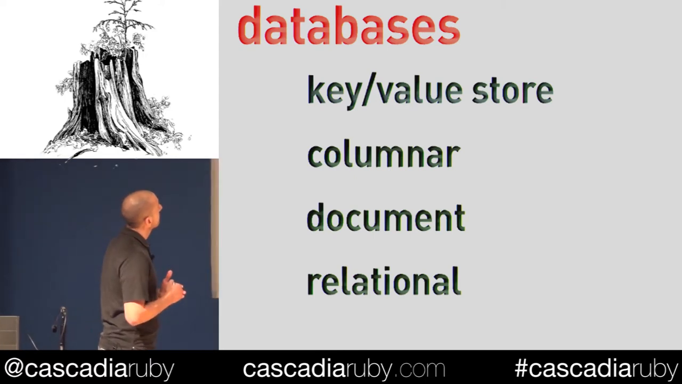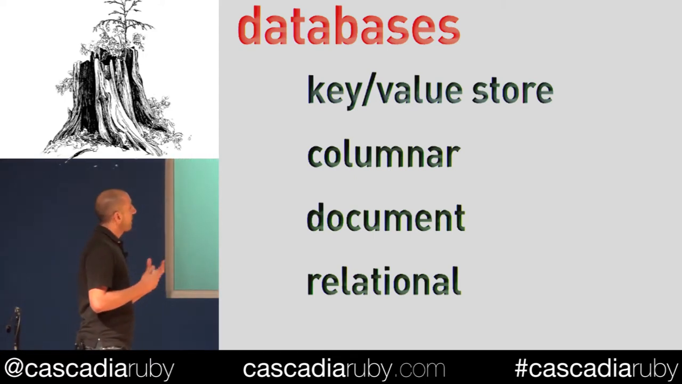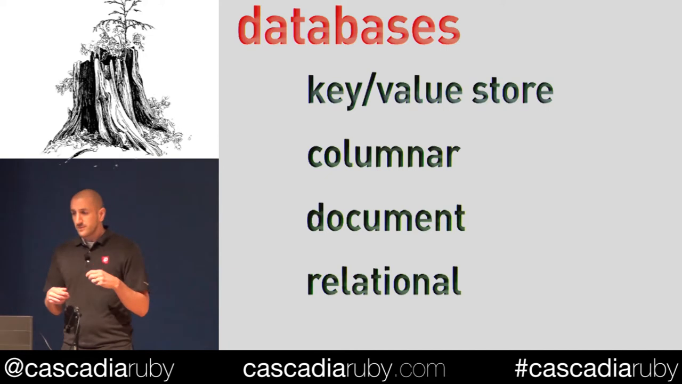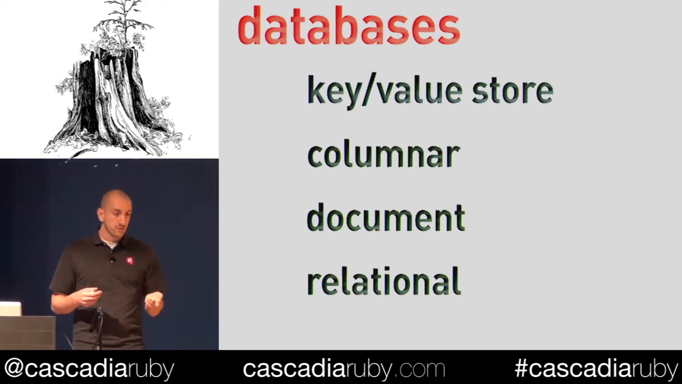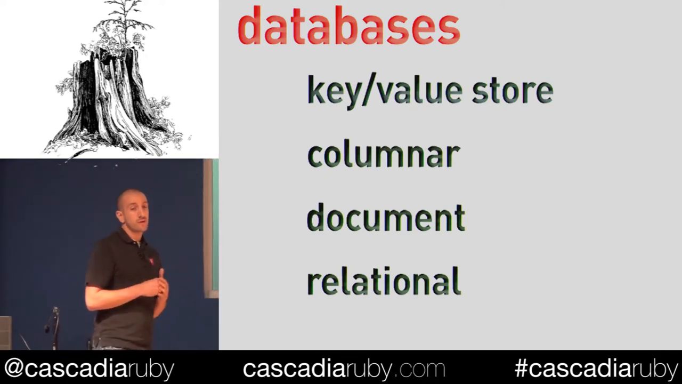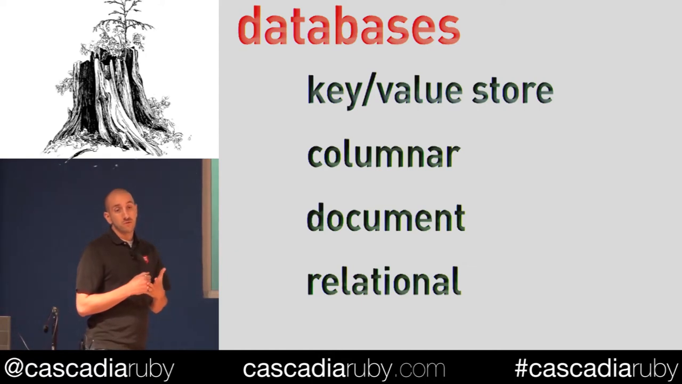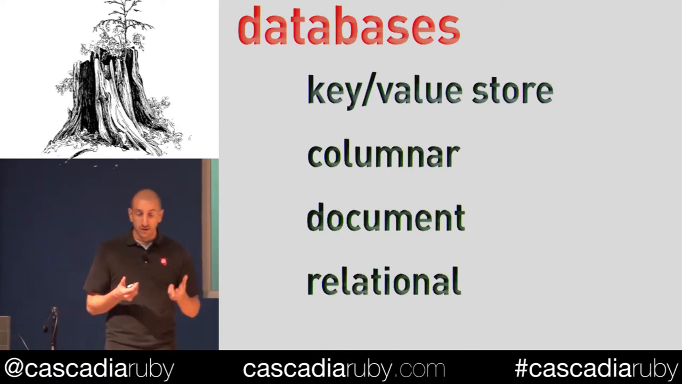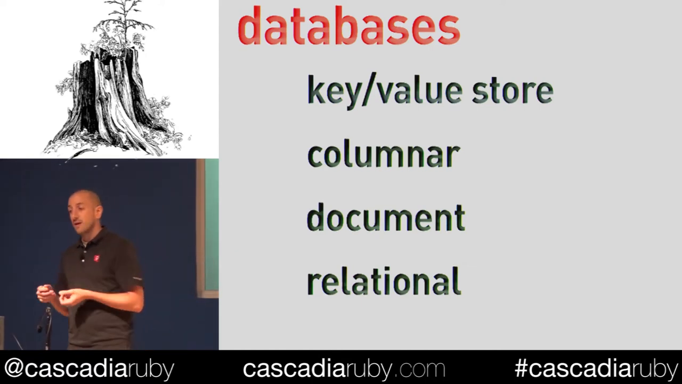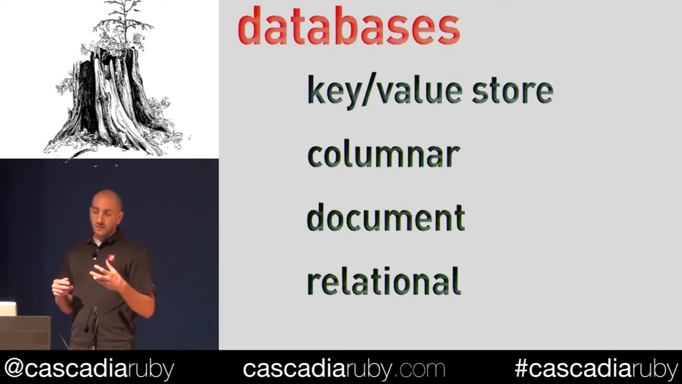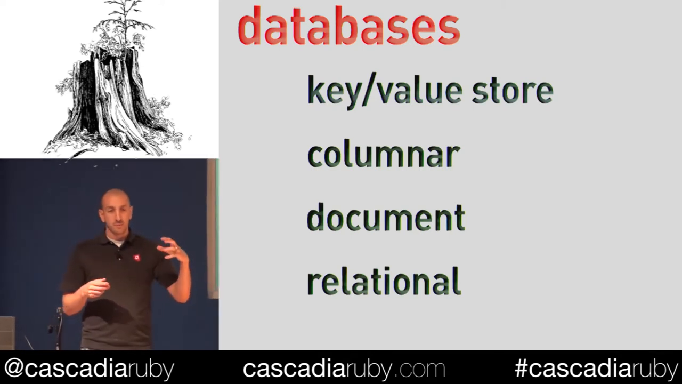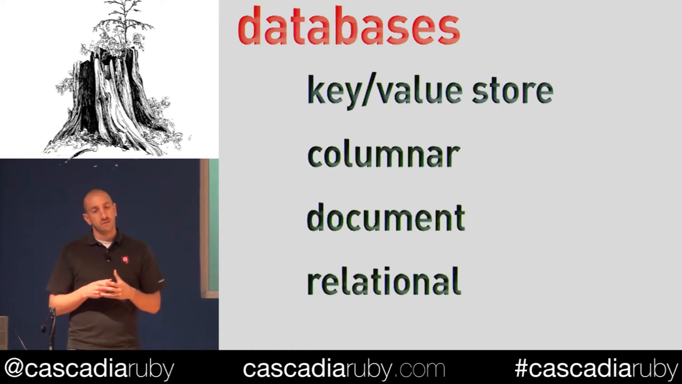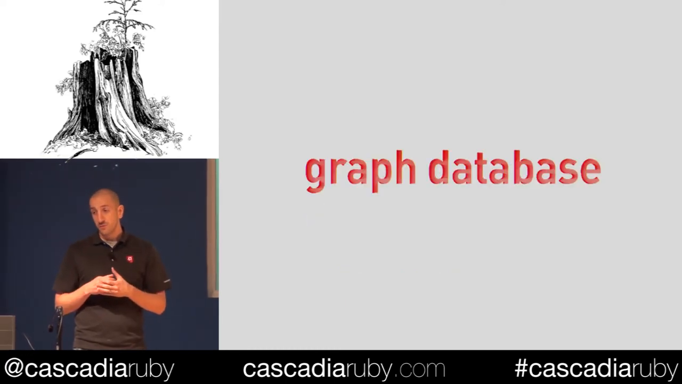And the answer is, a graph database is as general purpose as a relational database, but you can actually treat it as a key value store, or as if each node could be a document. So in a sense, a graph database is like a superset of all these databases, which is pretty cool.